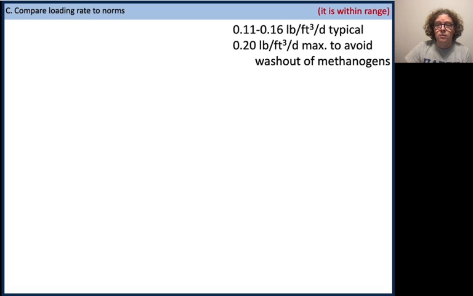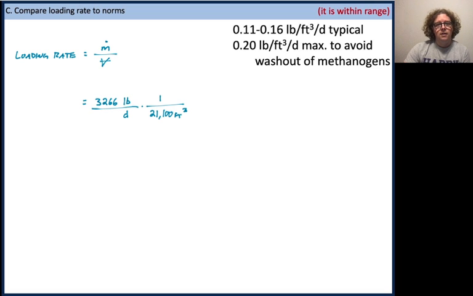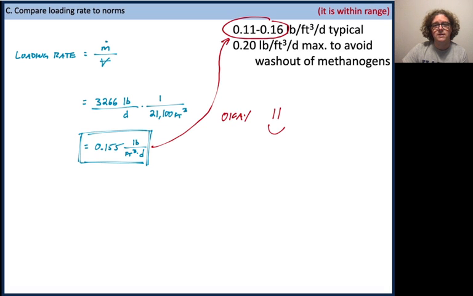As we typically do, we're going to just do a check that we're within typical ranges here. And in this case, it's the loading rate per volume. So the mass rate that we're loading our sludge divided by the volume of our digester. The mass rate was 3,266 pounds per day. Volume of 21,100 cubic feet in the denominator there. And I get a value of about 0.155. And that is within the typical range, so that makes me happy.